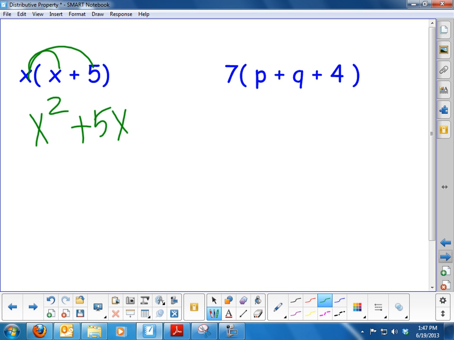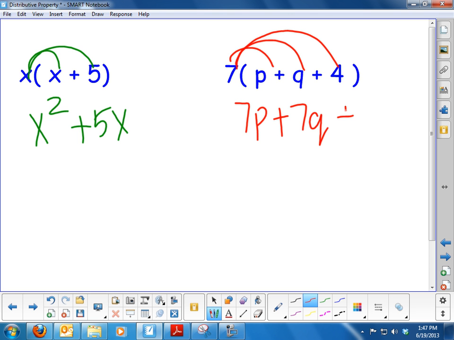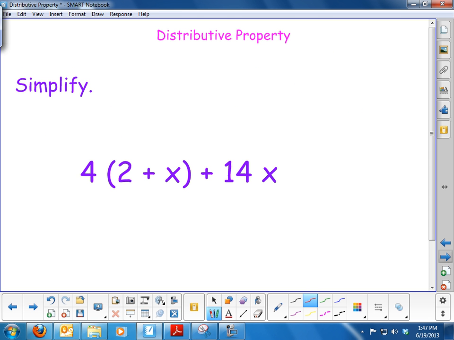Now I have a 7 being distributed not once, not twice, but now 3 times. You distribute it to everything inside your parentheses. So I get 7p plus 7q plus 7 times 4, which is 28. Are any of those like terms? No, but if they were, we would combine them. So always ask yourself, can these be combined?